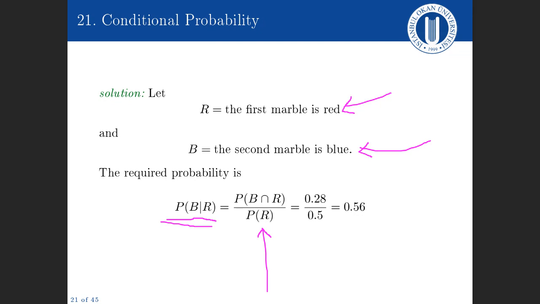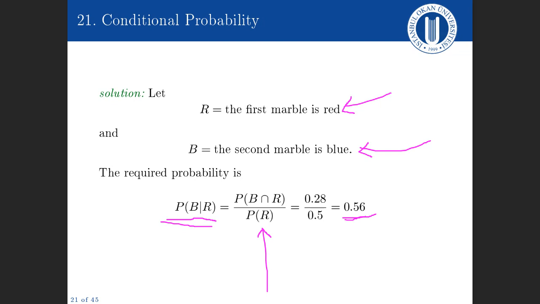The probability of getting a red marble and then a blue marble, the question says, is 0.28. And the question told us that the probability that the first marble is red is 0.5. So we just put these numbers into the formula, and the answer we get is 0.56.